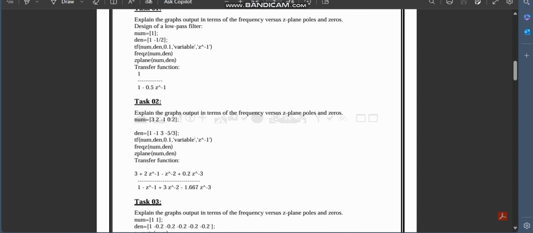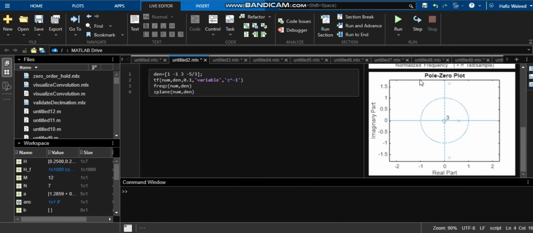In task 2, explain the graph output in terms of the frequency versus Z-plane poles and zeros. Num is equal to 3, 2, minus 1, 0.2. In this method, the code defines a more complex transfer function in the Z domain and analyzes it. The numerator is still defined as num is equal to 1, but the denominator is now 1, minus 1, 3, minus 5/3, which indicates a higher order system with additional coefficients.